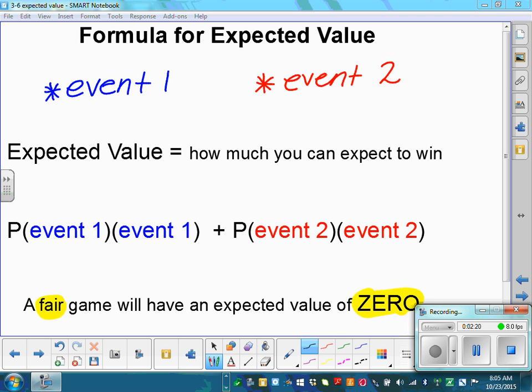Now, interestingly enough, a fair game, if it's completely fair, you're going to have equally likely the chance to lose an amount of money as to win an amount of money. So a fair game will have an expected value of 0. So that's one thing to note. It's going to ask you that on the worksheet. It's going to say, what would make this game fair? And you're going to have to know your expected value would have to be 0. So it's equally likely to lose a certain amount of money as it is to win that amount of money. So that would be a fair game.